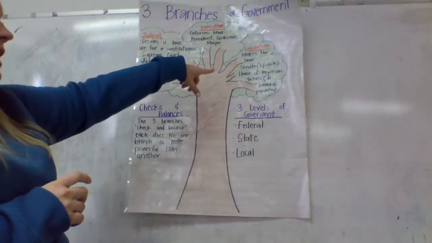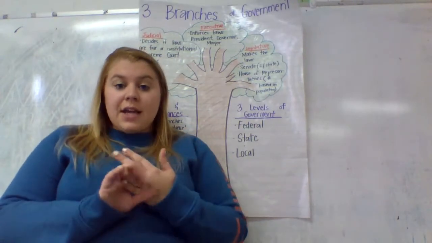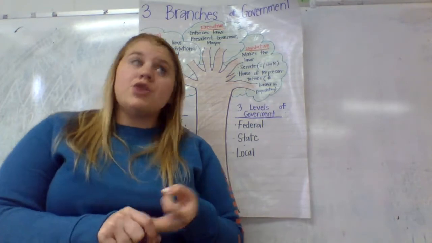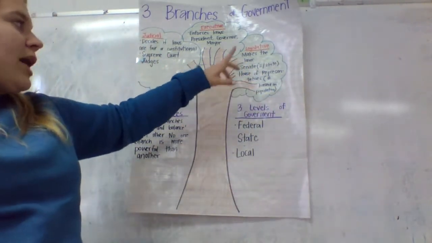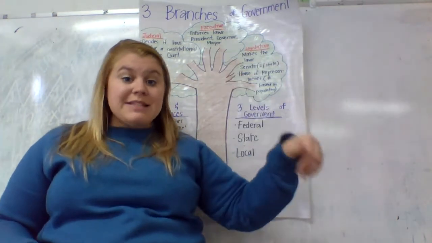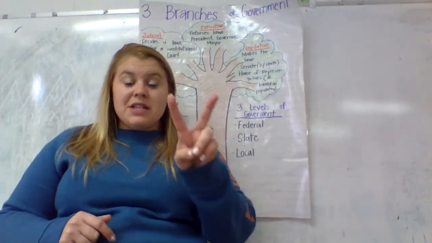The legislative branch, they're the ones who make the laws. So they make the laws, the executive branch enforces them, the judicial branch makes sure that they're constitutional. The legislative branch has two houses. There is the Senate, and no matter what the population of a state is, there are two senators per state.